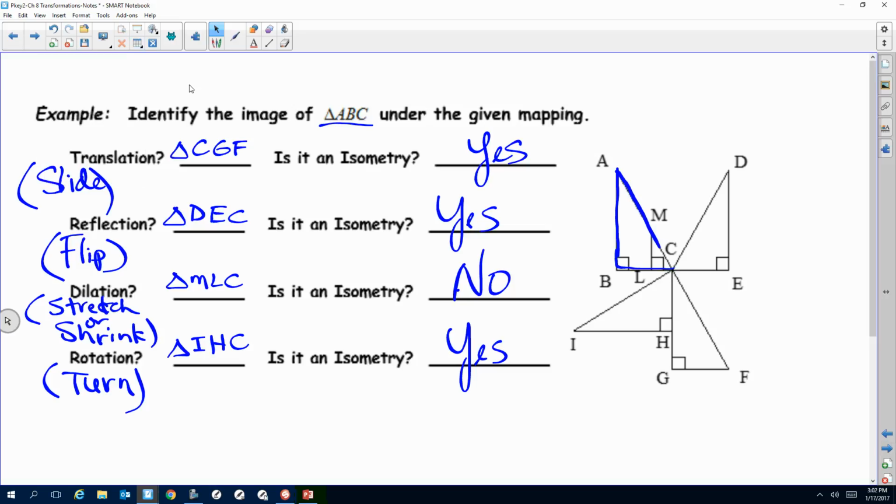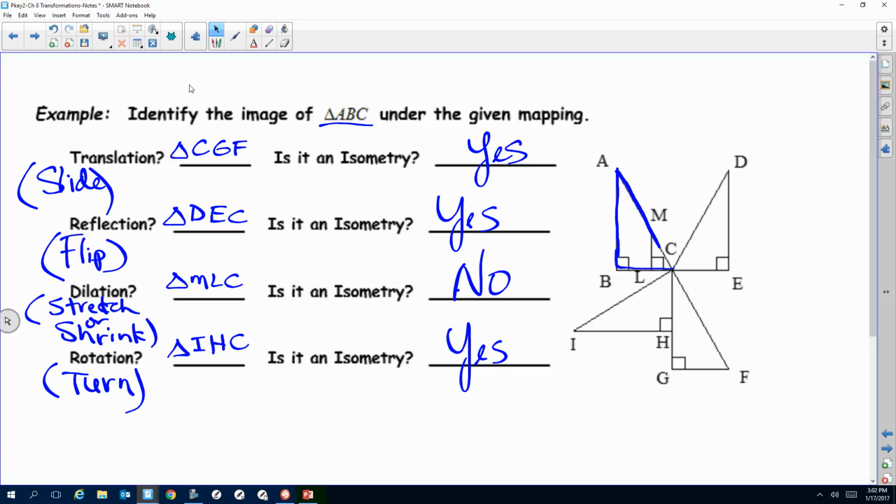So if it's a translation, it's a slide. So we're trying to figure out which triangle shows the slide of the original ABC. That would be C, G, F. Again, order matters. On your test, when we get into our transformation test, if you put the corresponding parts in the wrong order, you will lose points for that.